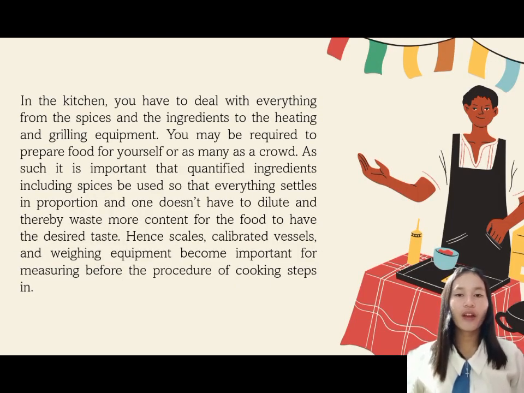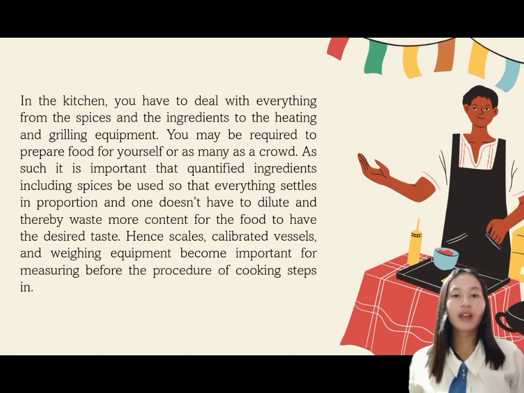So in the kitchen, you have to deal with everything, from the spices and the ingredients to the heating and grilling equipment. You may be required to prepare food for yourself or for a crowd. And as such, it is important that quantified ingredients, including spices, be used so that everything settles in proportion and one doesn't have to dilute and thereby waste more content for the food to have the desired taste. Hence, scales, calibrated vessels, and weighing equipment become important for measuring before the cooking procedure steps in.